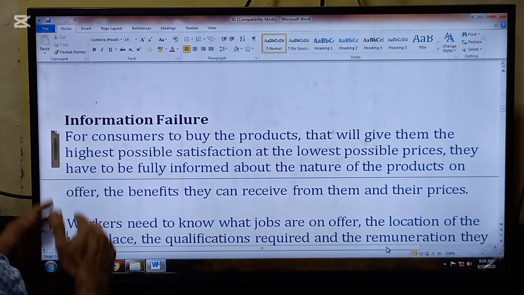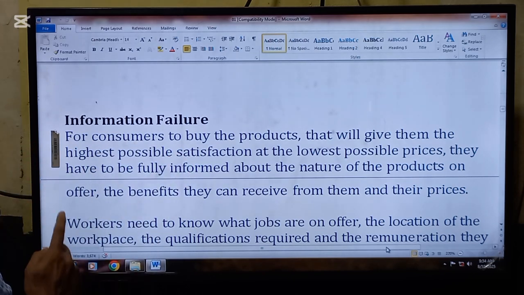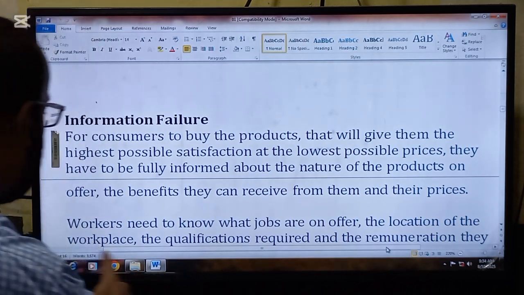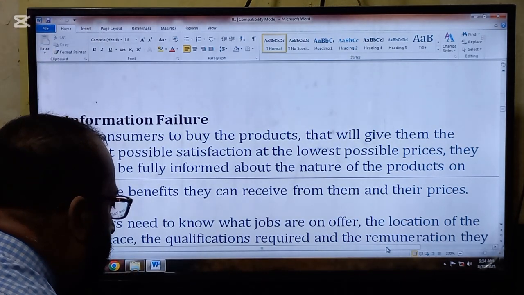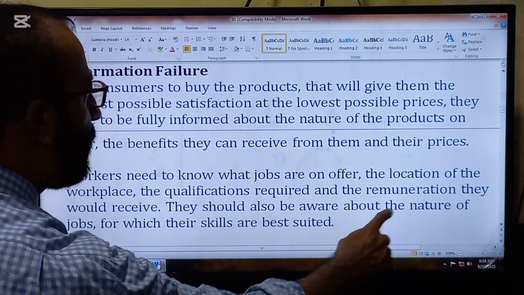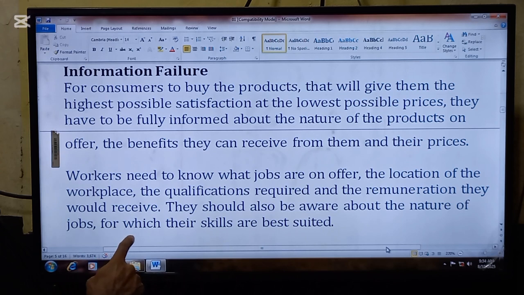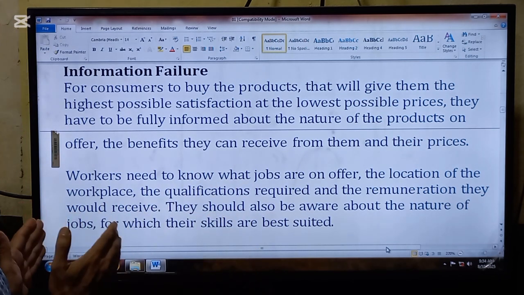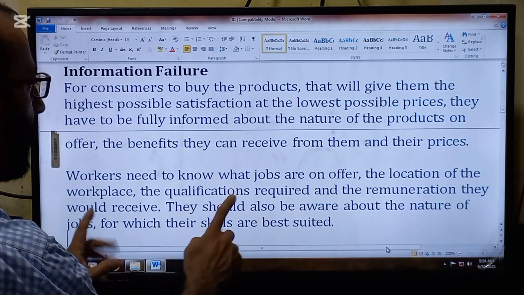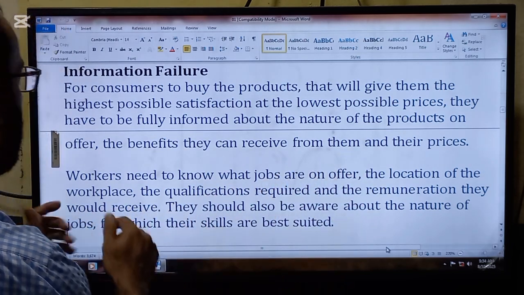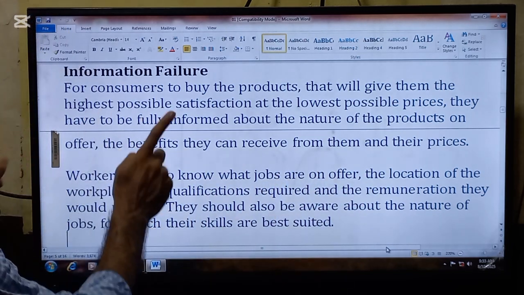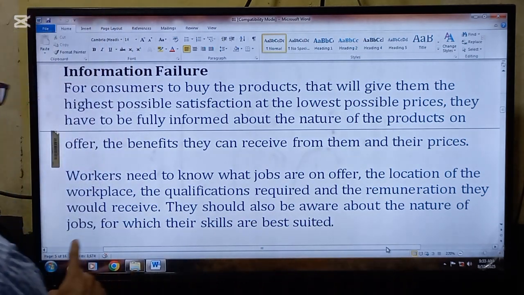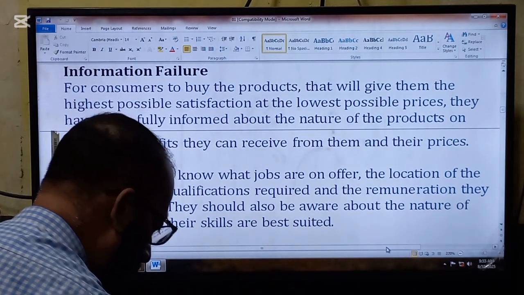So for the workers, what is information failure? Workers need to know what jobs are on offer, the location of the workplace, the qualifications required, and the remuneration they would receive. So this is the right of the workers to get. But if these things are not properly transferred or known by the workers, that will be information failure. They should also be aware about the nature of the jobs for which their skills are best suited.